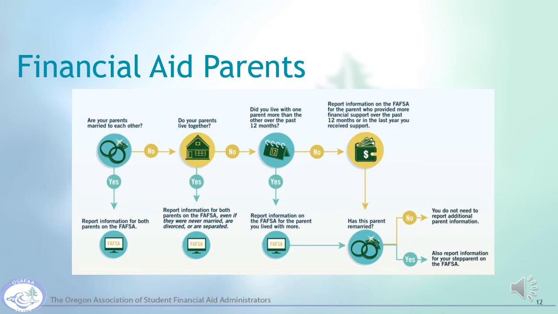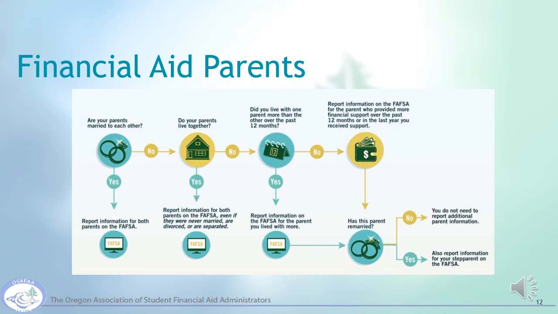If the student's parents are not married to each other and don't live together, which parent did the student live with the most in the last 12 months? Usually, a student lives more with one parent than the other. Note that this question does not ask which parent had custody of the student, but rather which parent the student lived with the most in the last 12 months. This parent is the financial aid parent for the FAFSA and the ORSAA.